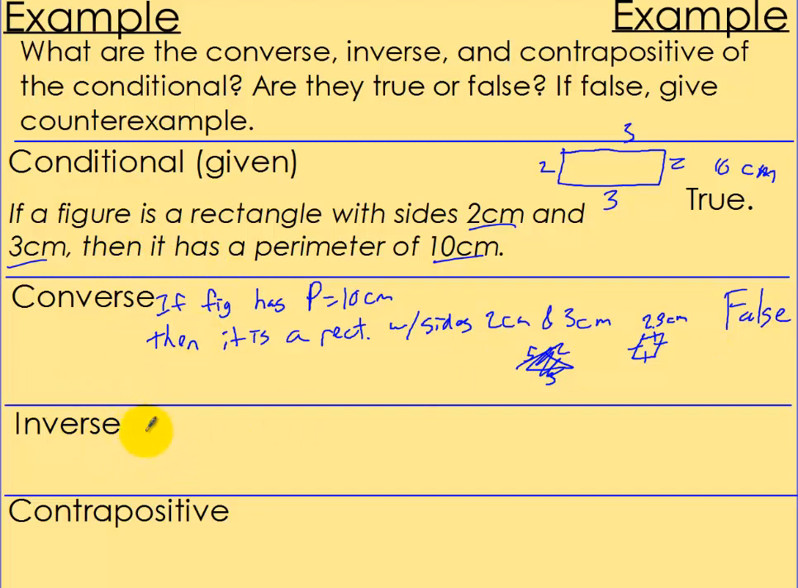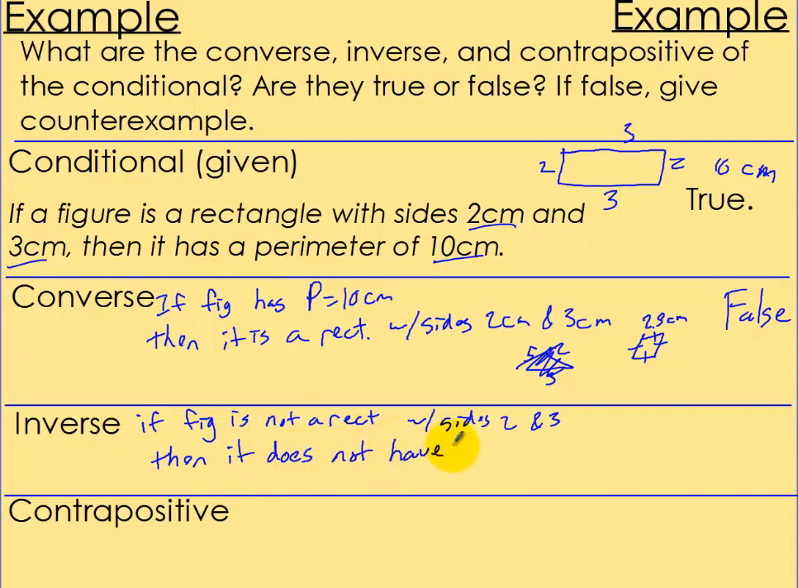The inverse, so it's the nots. If a figure is not a rectangle with sides 2 and 3, then it does not have a perimeter that equals 10 centimeters. Okay, so what does that mean? If a figure is not a rectangle, so a figure is something else besides that, then it does not have a perimeter of 10. Well, this is false because it could have some kind of thing, and this goes back to that rhombus again. That's kind of neat how that works out.